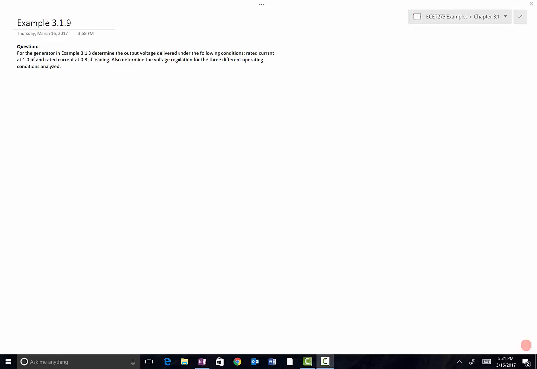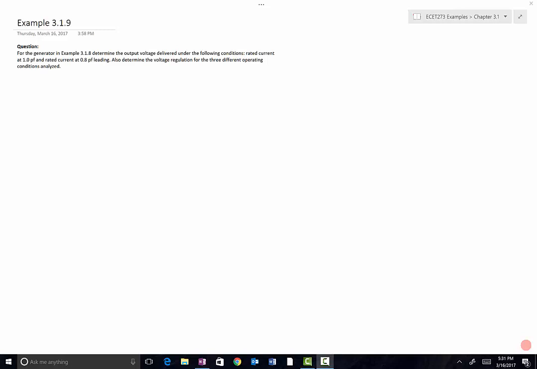Example 3.1.9, for the generator in example 3.1.8, determine the output voltage delivered under the following conditions. Rated current at 1 power factor and rated current at 0.8 power factor leading. Also determine the voltage regulation for the 3 different operating conditions analyzed.